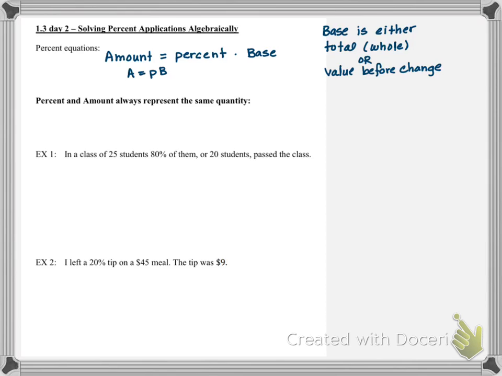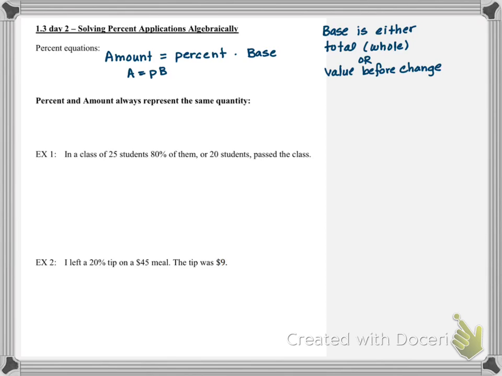And then the other key to this equation, and what's going to really help us set things up correctly so that they work out numerically, is that the percent and the amount always represent the same quantity. So in the example where we're talking about 95% of people passing the class, if we had 100 people in the class, that would mean 95 people passed the class. So the amount would be the 95 people, the percent would be the 95%. But if instead we had just 25 people in the class, well, 95 people didn't pass, right? So whatever 95% of that 25 is would be the amount of people that passed, but 95% would still be the percent of people that passed.